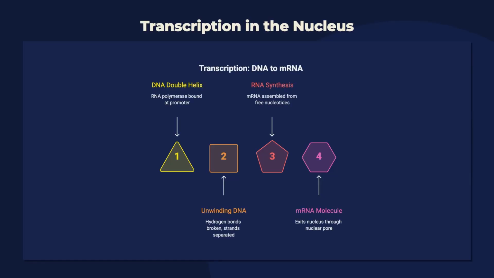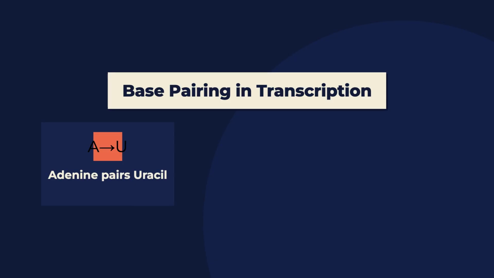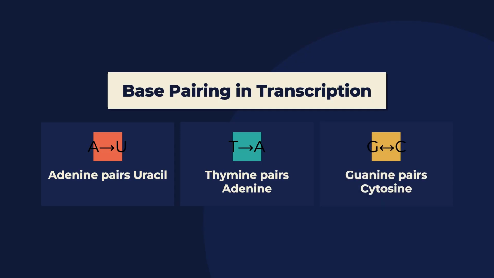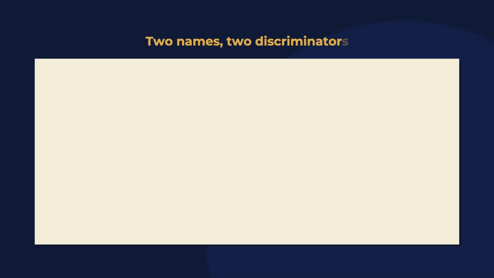RNA polymerase binds the promoter, unwinds the DNA, and uses one strand as a template to assemble a complementary messenger RNA strand. When it reaches the end of the gene, the mRNA detaches, the DNA rewinds, and the transcript exits through a nuclear pore. The one key substitution: RNA uses uracil instead of thymine, so a template adenine specifies uracil. Everything else pairs normally. Thymine specifies adenine, guanine specifies cytosine, and cytosine specifies guanine.